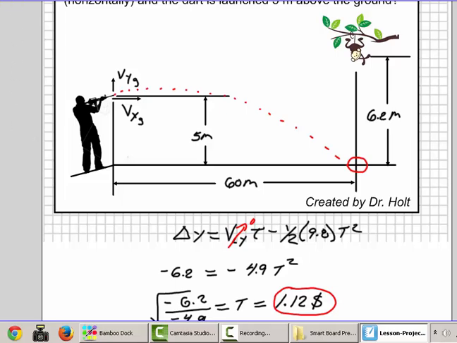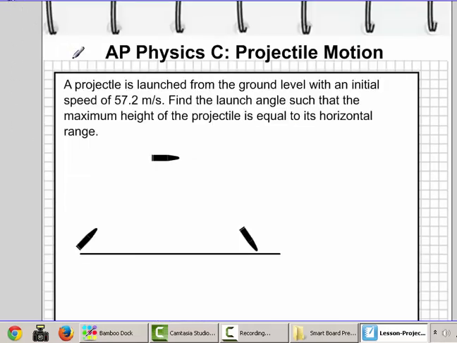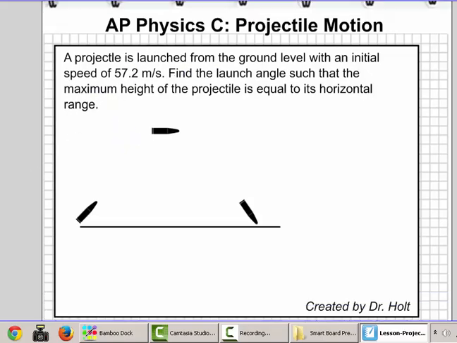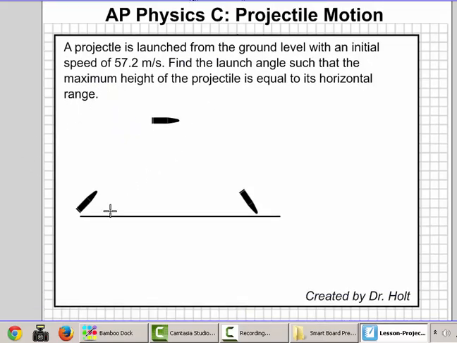All right, let's look at another problem. This one here, you have a projectile. It's launched from the ground level with an initial speed of 57.2 meters per second. We want to find the launch angle such that the maximum height of the projectile is equal to the horizontal range. And what I'm trying to say here, this being the horizontal range between basically here and here, I should actually do center mass, something like that. Let's just do center mass about here and here.